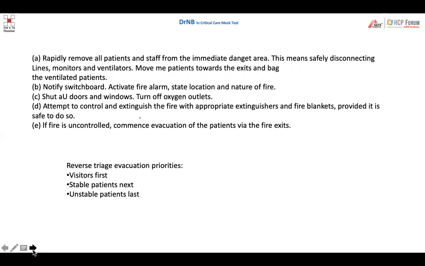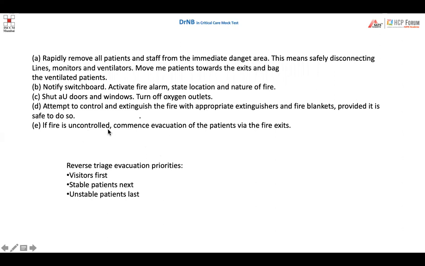Back the ventilated patients. Notify the switchboard, activate the fire alarm, and state the location and nature of the fire. Shut the ICU doors and windows, turn off all the oxygen outlets wherever possible, and attempt to control or extinguish the fire with the extinguishers and fire blankets.